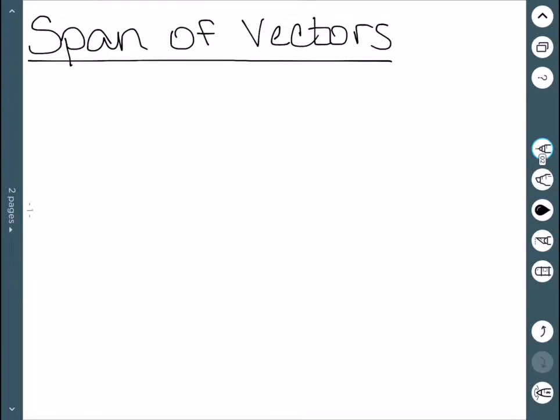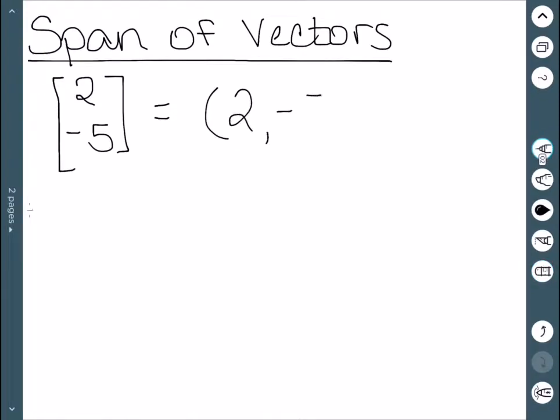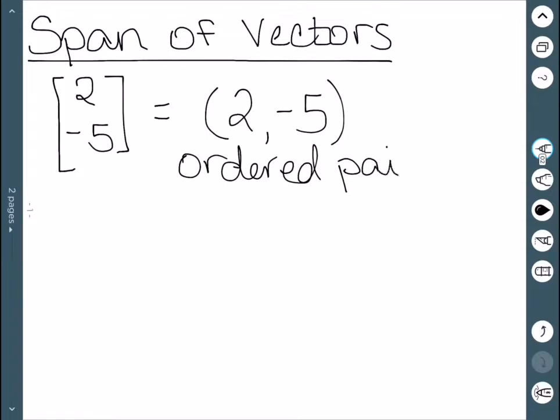We'll now discuss the span of a set of vectors. And before we do this, we'll talk about what vectors mean graphically. If I consider a vector like 2, -5, we can also write this in parentheses as (2, -5). So we can also write it as an ordered pair. And we can do this with all vectors with 2 entries. We can write them as ordered pairs.